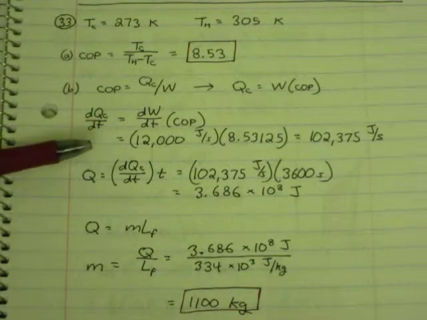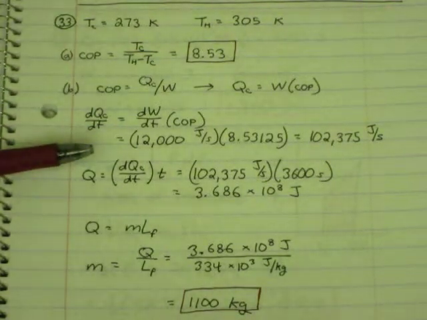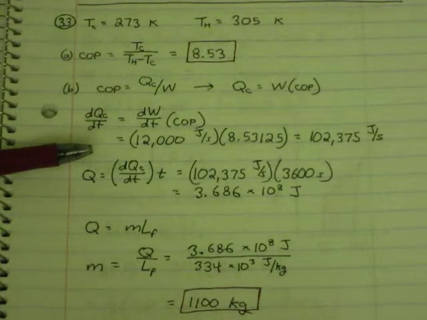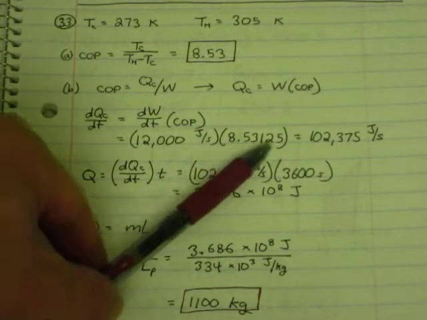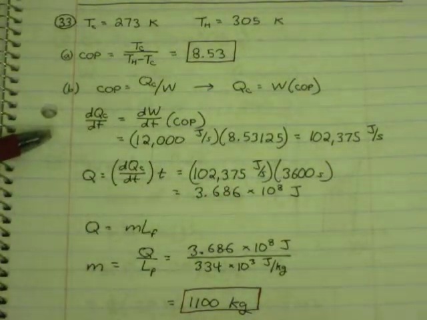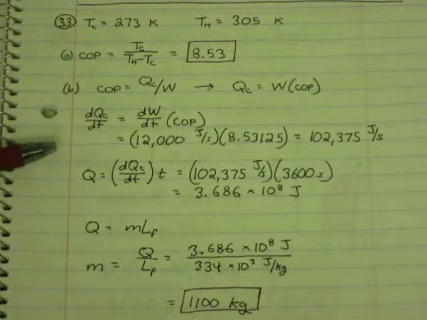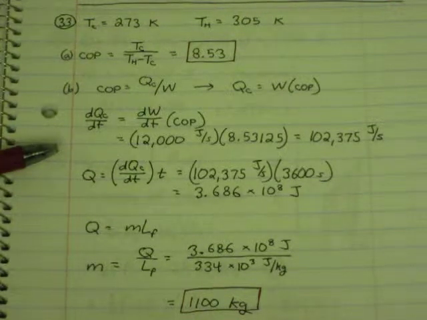So the dW/dt, that's 12,000 watts, times the coefficient of performance, which we found in part A. I took it out more digits in what I got for part A, so 8.53125. And we get 102,375 joules per second.